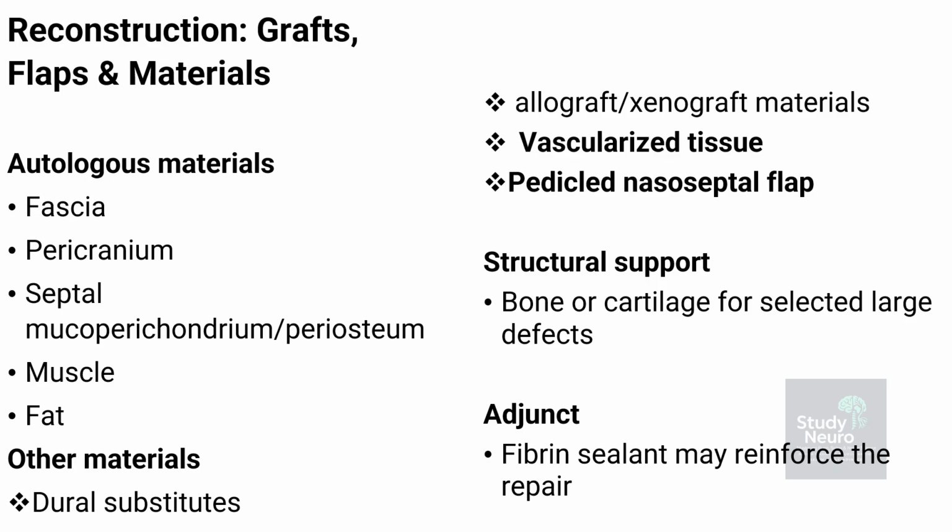There is no single reconstruction material that is appropriate for every cerebrospinal fluid leak. Surgeons may use autologous tissues such as fascia, pericranium, septal tissue, muscle, or fat, while selected dural substitutes can also be incorporated. Vascularized tissue, particularly a pedicled nasal septal flap, provides additional biological reinforcement when appropriate. Larger defects may also require structural support with bone or cartilage. Fibrin sealant can reinforce repair, but it should remain an adjunct rather than the primary method of closure. Mechanical stability comes first, sealant is secondary.